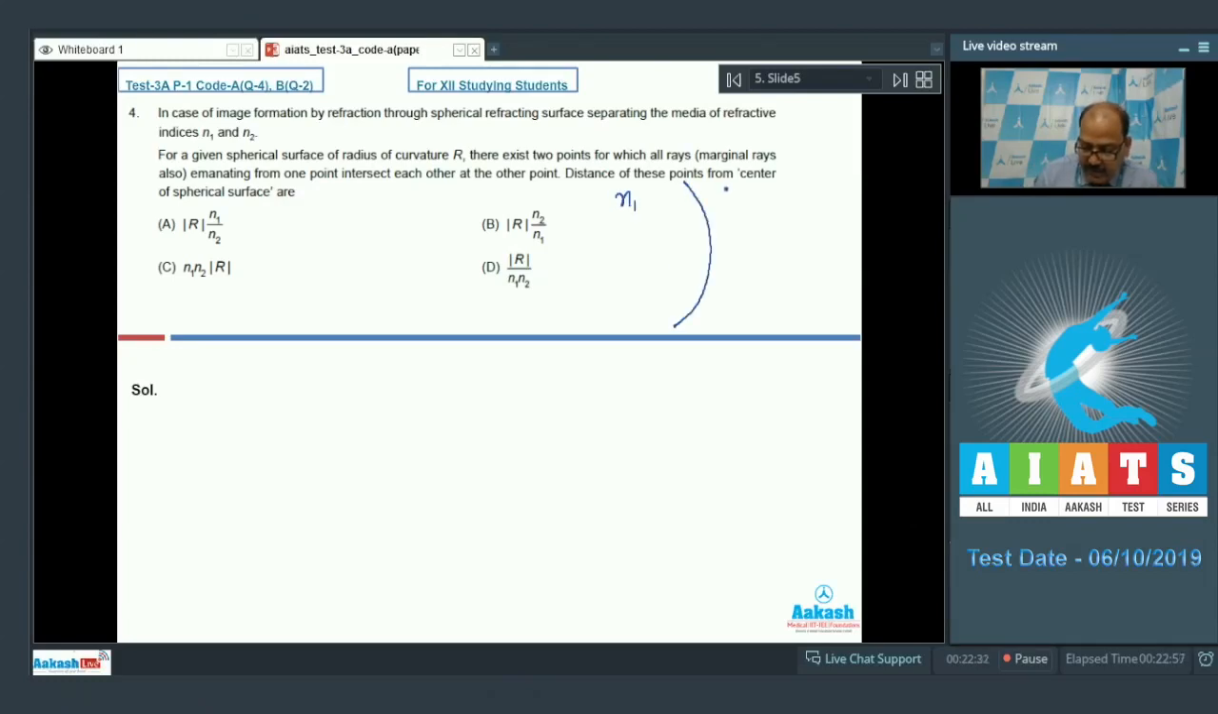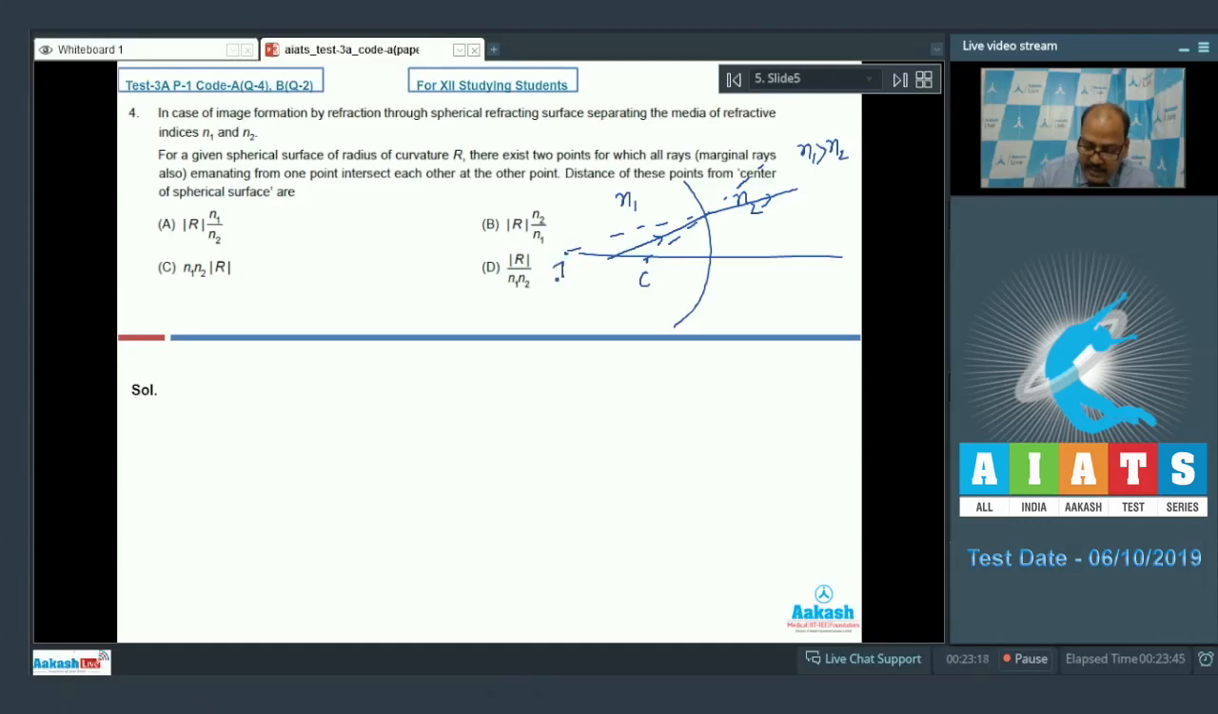This side has a refractive index N1, this side has a refractive index N2. Let's, for the sake of convenience, assume that N1 is greater than N2. This will only help us make a ray diagram properly. So let's say this is the center of curvature C, and rays start from here. This is the normal. Since N1 is greater than N2, the rays are bending away from the normal. Let's say they are going like this, and when extrapolated backward, the refracted ray meets here.